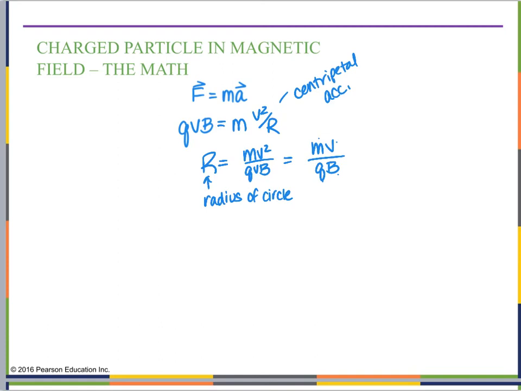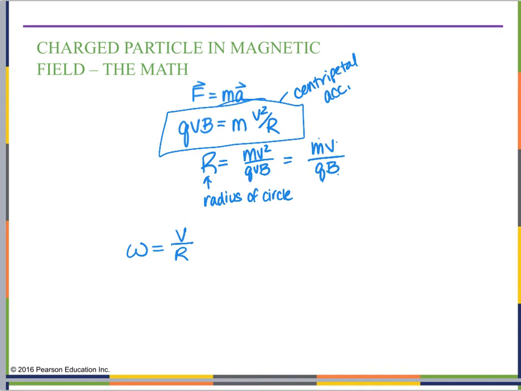You're going to see a couple different relationships, and my recommendation is you remember this, and then you rearrange it to find what you want to know. If we wanted to know what the angular frequency of the particle is, you might remember that the angular velocity is V over R. That's back from first semester.